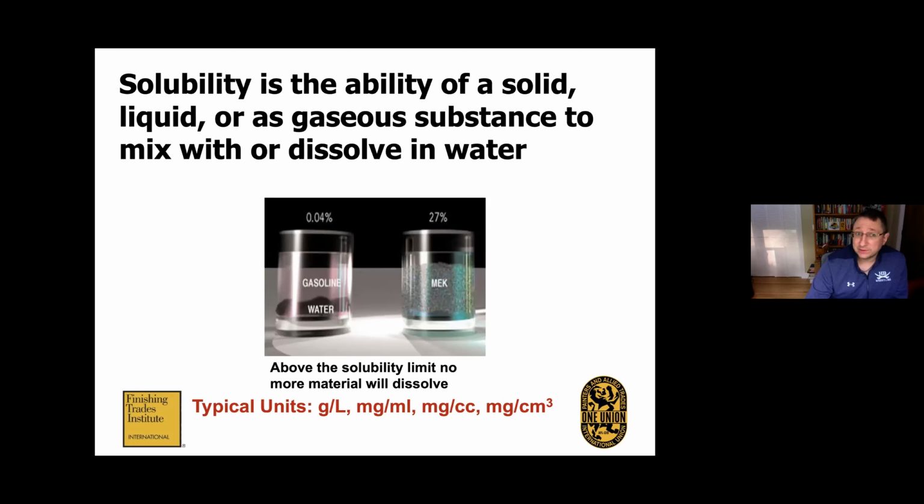Solubility is the ability for a solid, liquid, or gas to mix with water or dissolve in water. Just like if you add salt or sugar to water, it's going to dissolve. However, at some point, you won't be able to dissolve anymore, right? That's because the space between the molecules of water is going to be full. However, we can fudge that a bit by doing what?